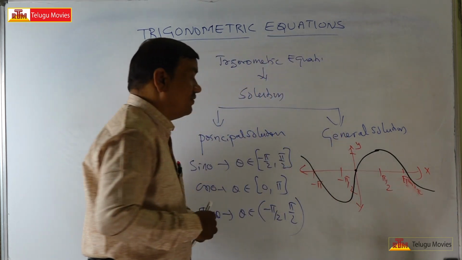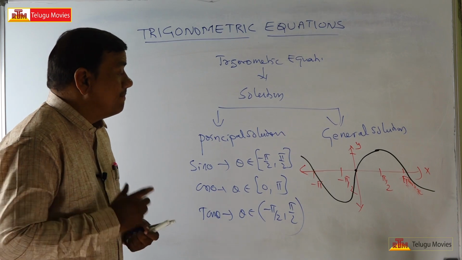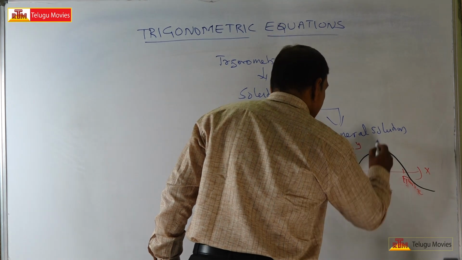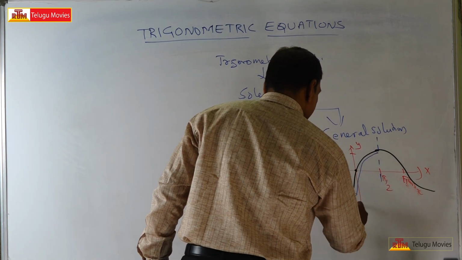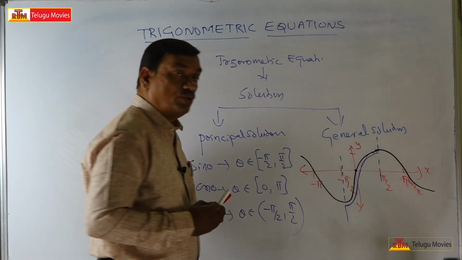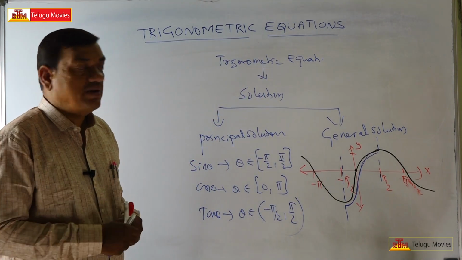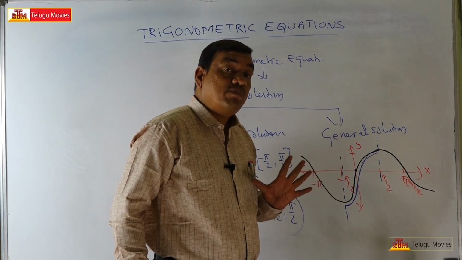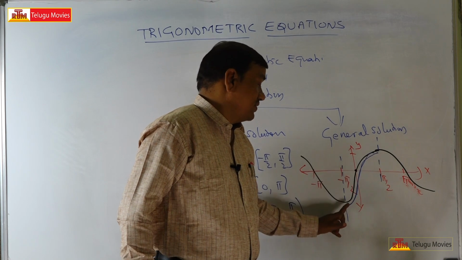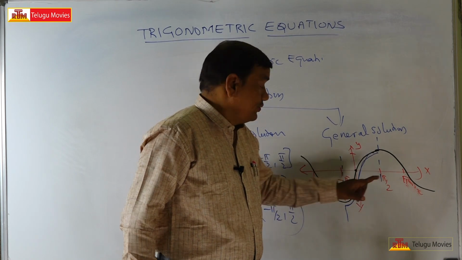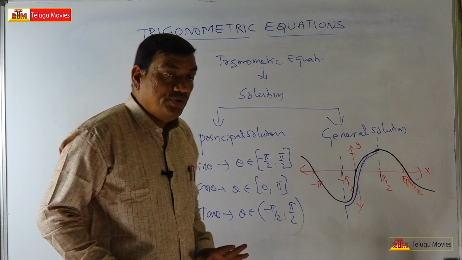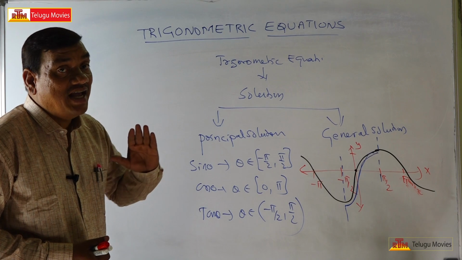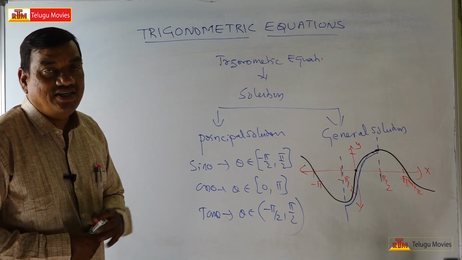If you observe the graph from minus pi by 2 to plus pi by 2, observe this graph here. From minus pi by 2 to plus pi by 2, including minus pi by 2 and pi by 2 also, the graph is both 1-1 and onto function. From minus pi by 2 to plus pi by 2, the graph is both 1-1 and onto, and it is a bijection. Understand that it is a bijection.